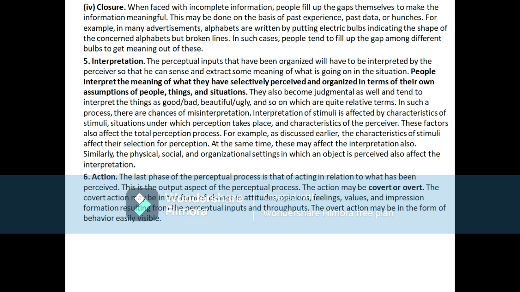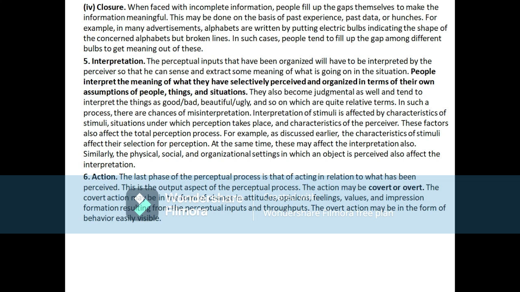And the fourth part is closure. This all comes under the selecting and organizing part. So closure means when faced with incomplete information, wherever there are gaps, we don't know, the information is not complete. So we have incomplete information about some situation or some person, we don't know the full information. But here in closure, the person perceives by filling the gaps in the information he does not know. The gaps will be filled by him.